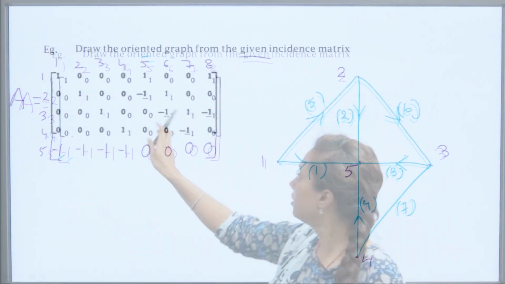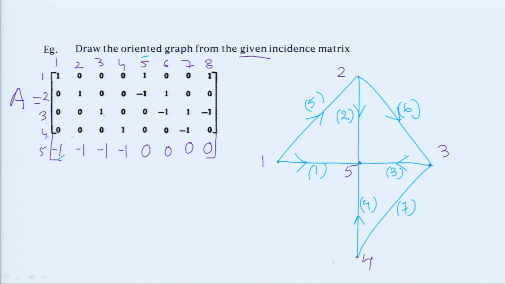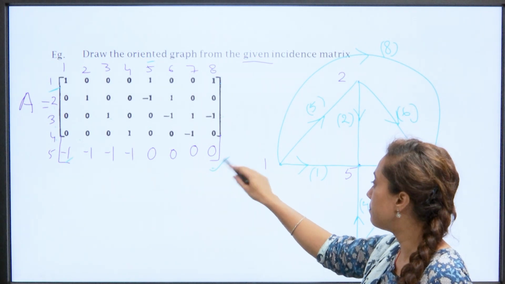For the orientation, the third node is positive. It means for the third node it should be outgoing, and for the fourth node it is incoming, right? Now for the 8th branch it is in between node number 1 and 3. It is like this. This is branch number 8, and for the orientation, +1 is for node number 1. It means for the first it is outgoing. So this is the oriented graph of this matrix, right?